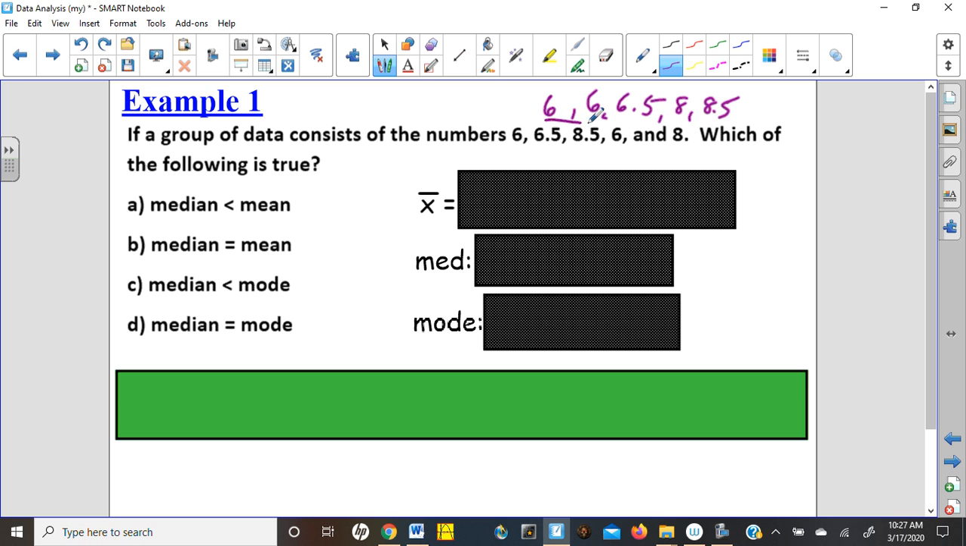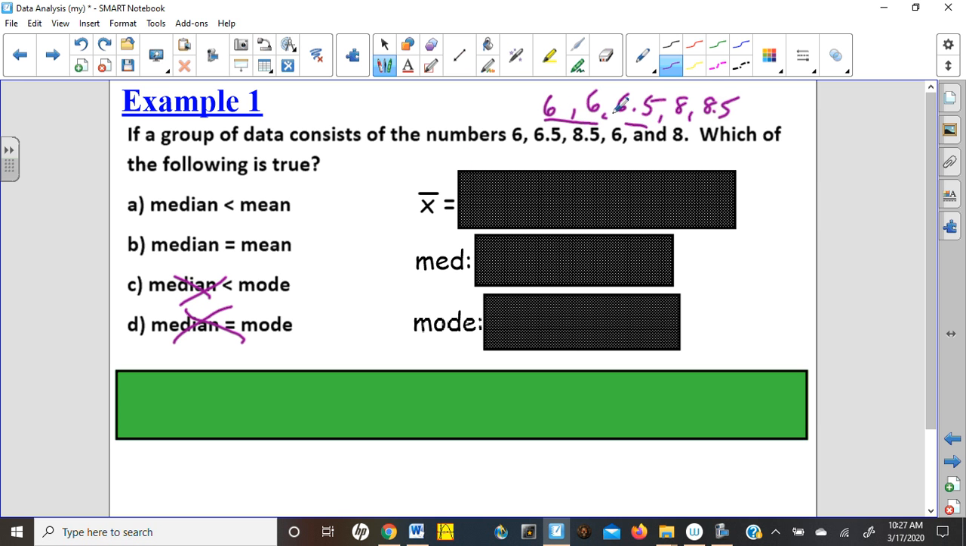It looks like 6 is the mode. Okay, it's also the smallest number. So that tells me that the median, the middle number, which looks like it's 6.5, is definitely not going to be equal to the mode. So the median is not equal to the mode. Okay, and the median is 6.5, the mode is 6. So as you can see, just simply by looking at the nature of these numbers, you can get rid of a couple of these.